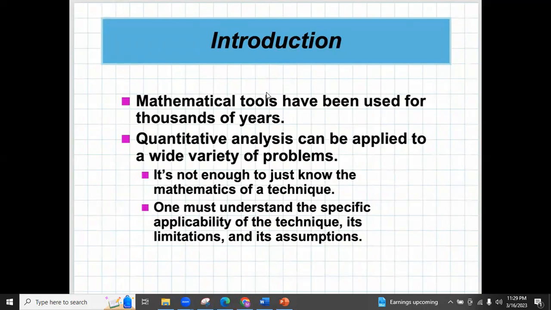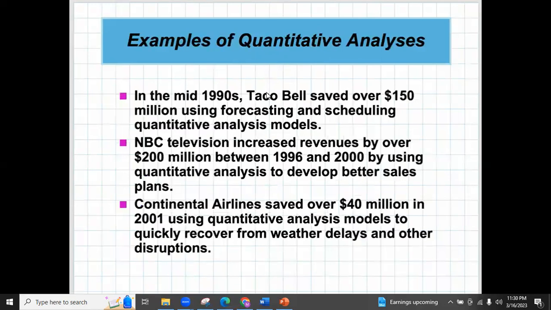And then if you've determined that, you have a tremendous advantage in having a mathematical or quantitative model. There are countless stories of this. There are a few examples from our old textbook. In the mid-90s, Taco Bell saved $150 million using forecasting and scheduling quantitative analysis models. Many companies have used forecasting and scheduling quantitative models.